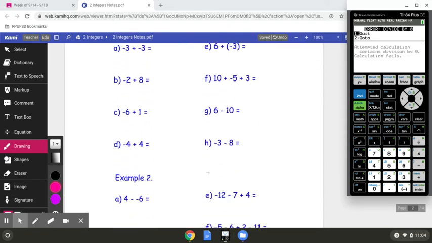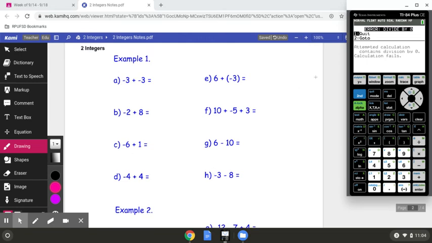Okay, so what you're going to do here is just use your calculators. That's my easiest piece of advice. Or if you want to try them without a calculator and then check yourself with the calculator, you can. So this is just pure practice. The first one, A, negative 3 plus negative 3. Again, I'm going to show you one. Negative 3 plus a negative 3 is a negative 6. Okay, the next one, B, negative 2 plus 8 is positive 6. C, negative 6 plus 1 is negative 5.